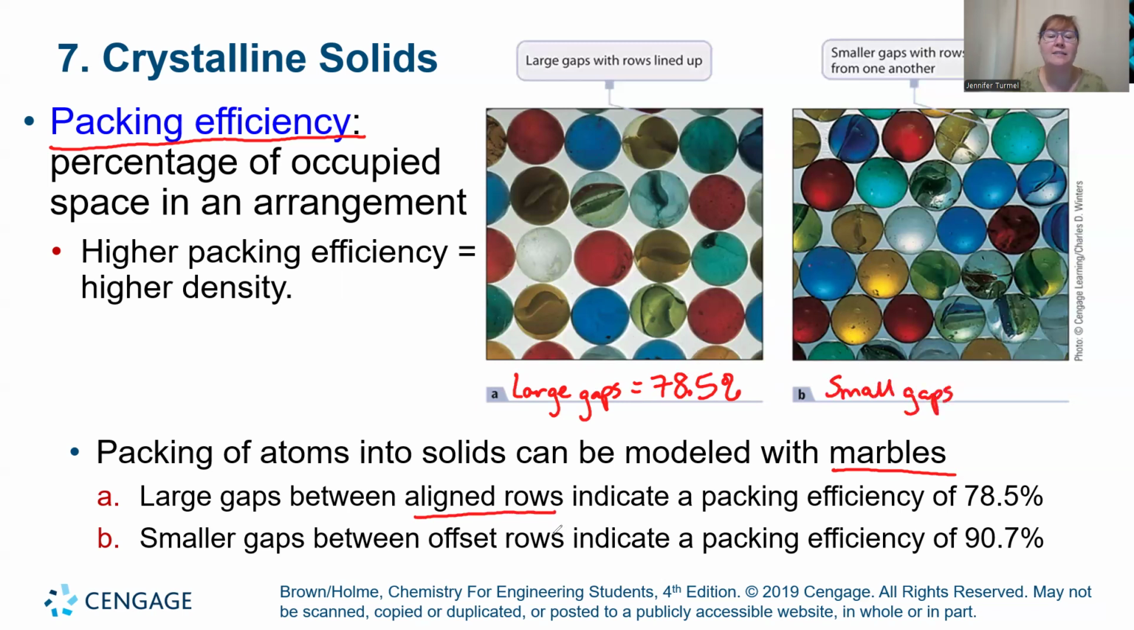And that's because we don't have aligned rows, but we have offset rows. And so when we offset our rows, now we have a 90.7% packing efficiency, which means 90.7% of the space is taken up by the same marbles. And so again, that's going to help you determine things like density, and mass, and your flexibility, and all different kinds of things can be linked to packing efficiency.